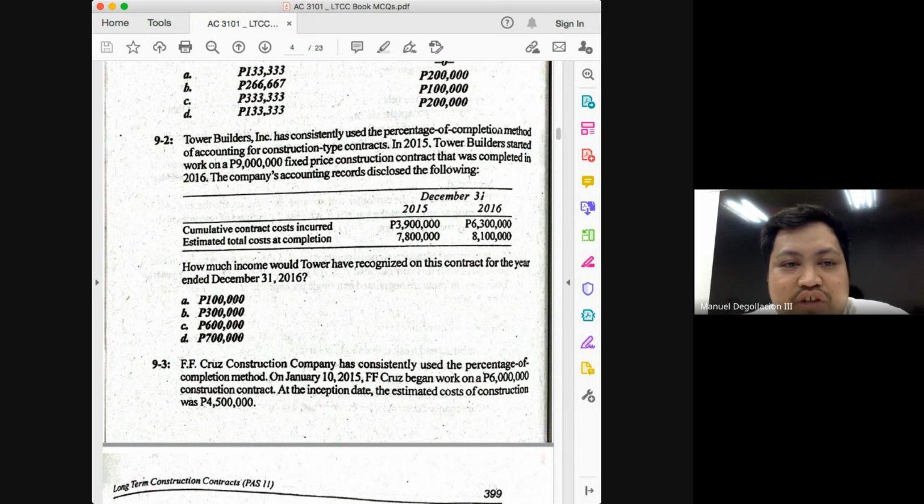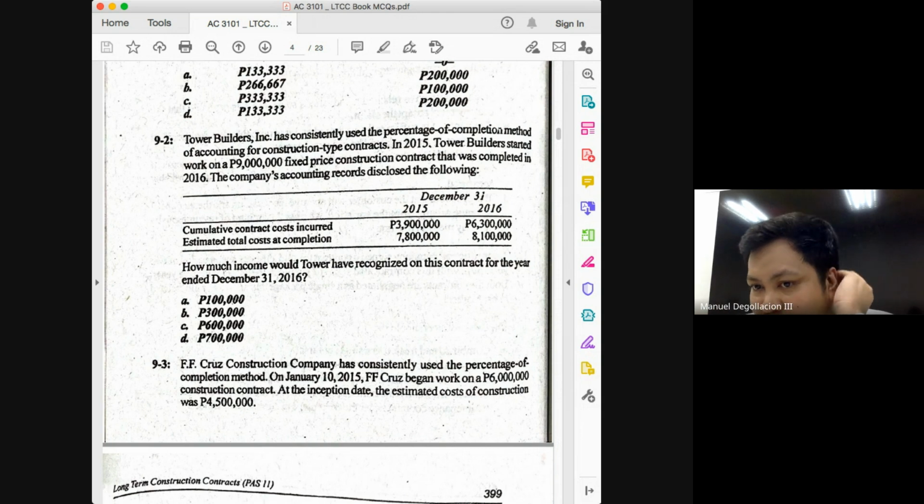What changed in this problem from 2015 to 2016? The estimated total cost at completion. Instead of 7,800,000, it's now 8,100,000. What's the effect? Your expected gross profit will also change. So 9 million minus 8,100,000 will give you an expected gross profit of 900,000.